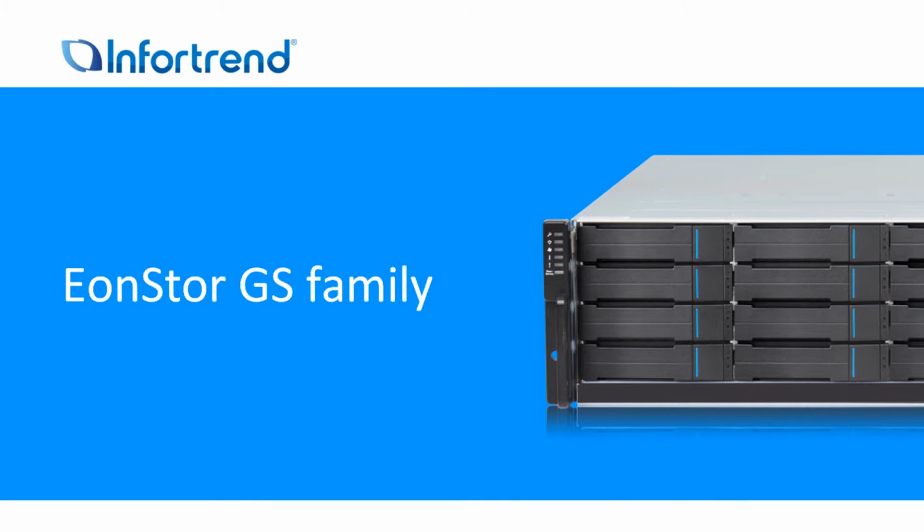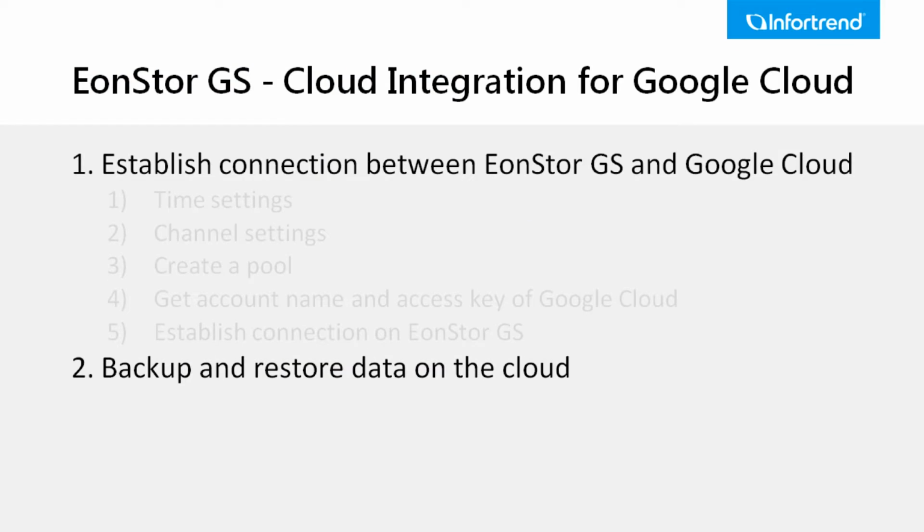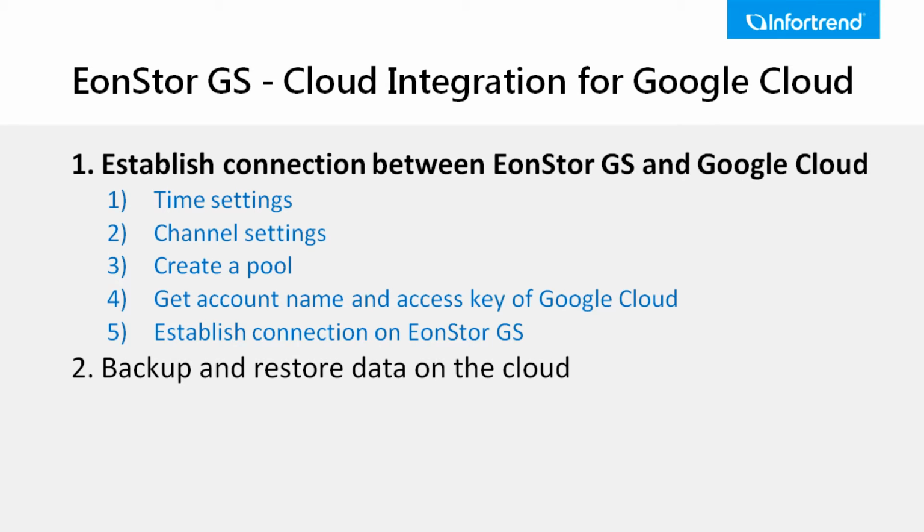The Infortrend EonStor GS family product is a unified storage system that integrates file level, block level, and cloud gateway into one single system. This video is separated into two parts. The first part will demonstrate how to establish a connection with cloud storage service providers, including setup of software and hardware for the EonStor GS storage system and access settings for the Google Cloud. The second part is a hands-on operation on how to backup and recover data stored on the Google Cloud. Let us start from the first part.